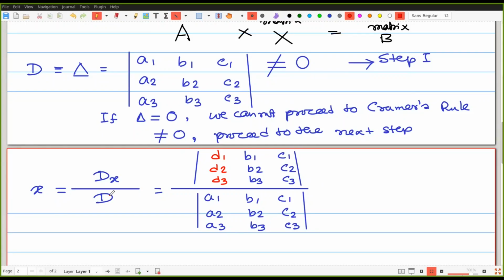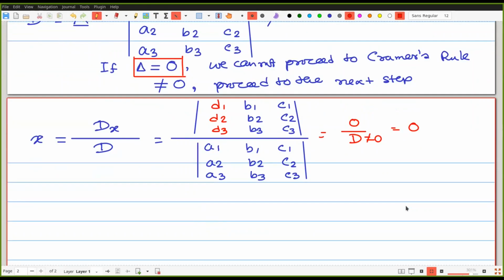Now look at this. When we are dividing by d, if d is equal to 0, we cannot proceed with any value, that is undefined. So that's why Cramer's rule has this condition. If delta or d is equal to 0, we cannot proceed with Cramer's rule. Now, if anyone asks, sir, suppose dx is equal to 0, what should be the result? 0, because dx is equal to 0, divided by d, which is not equal to 0. So the result must be x is equal to 0. There would be no problem. Whatever the value of dx is, d must not be equal to 0.